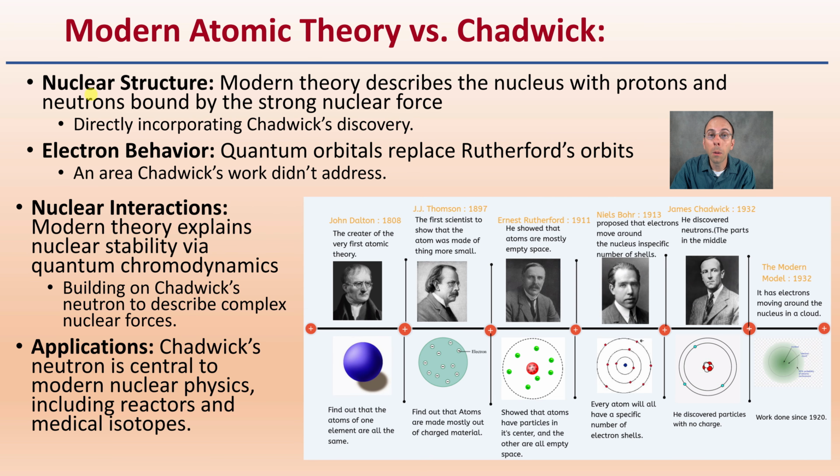Well, nuclear structure: modern theory describes a nucleus with protons and neutrons bound by a strong nuclear force, directly incorporating Chadwick's discovery. As for electron behavior, quantum orbitals replace Rutherford's orbits, an area where Chadwick's work did not address. There are also nuclear interactions, and modern theory explains nuclear stability via quantum chromodynamics, building on Chadwick's neutron to describe complex nuclear forces. There are also different applications where Chadwick's neutron is central to modern nuclear physics, including reactors and medical isotopes, being used for all different aspects.